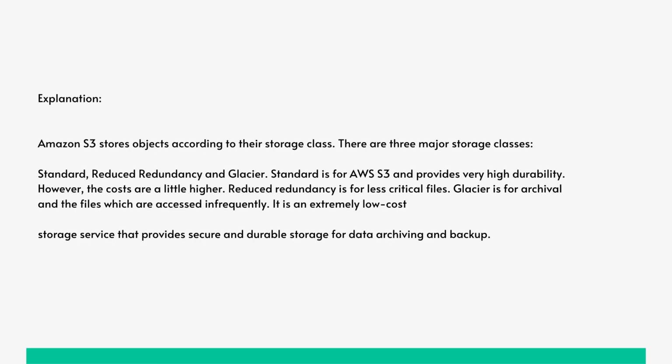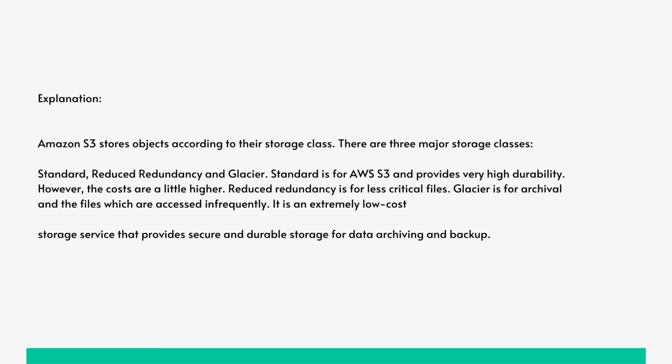Explanation: Amazon S3 stores objects according to their storage class. There are three major storage classes: standard, reduced redundancy, and glacier. Standard is for AWS S3 and provides very high durability. However, the costs are a little higher.